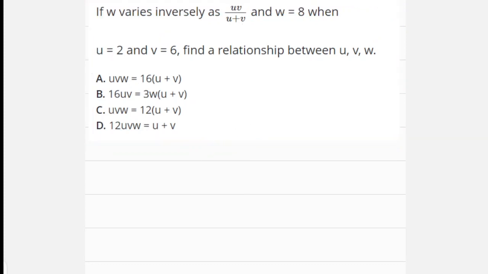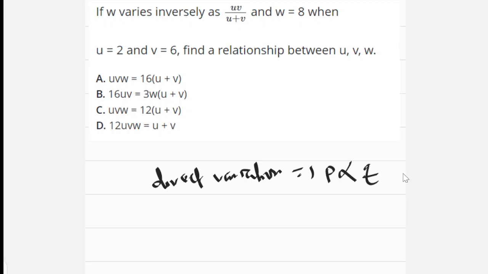When we have direct variation, which is the same thing as, maybe if I say P is directly proportional to Q, or P varies directly as Q, then as P increases, Q also increases, which is the same thing as P equals KQ. So that's the formula you are going to use for direct variation.